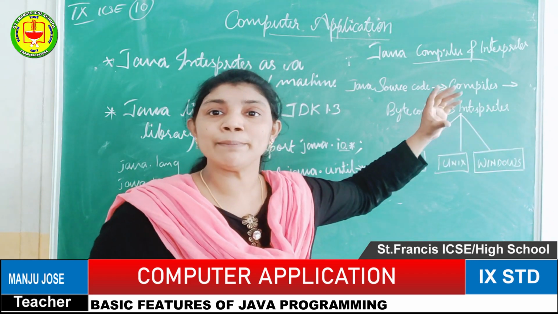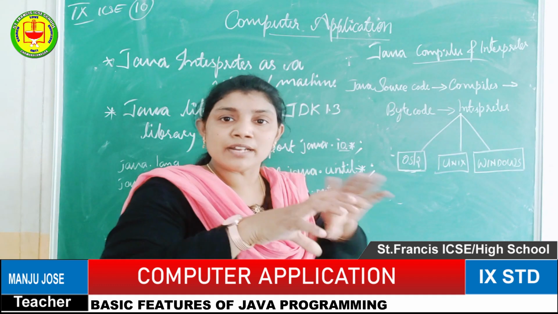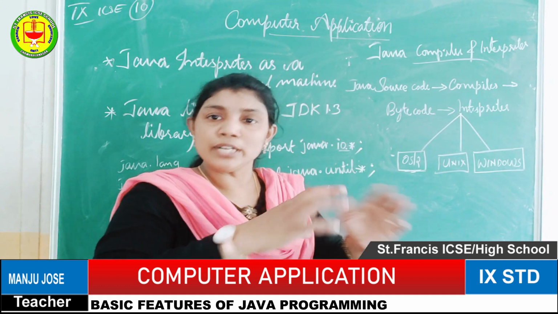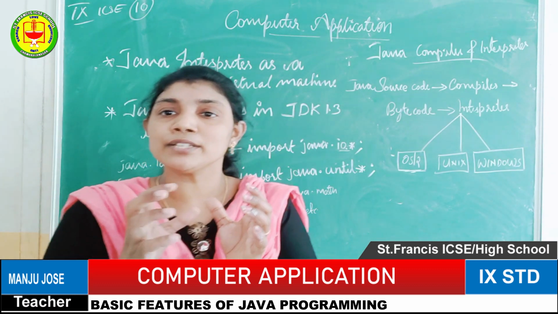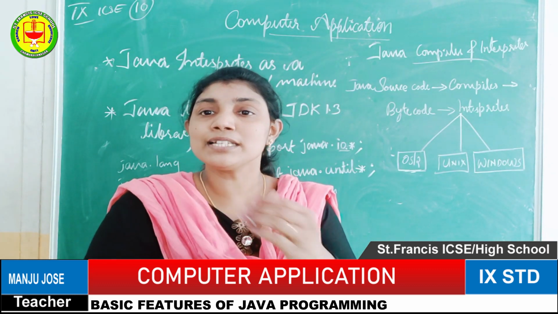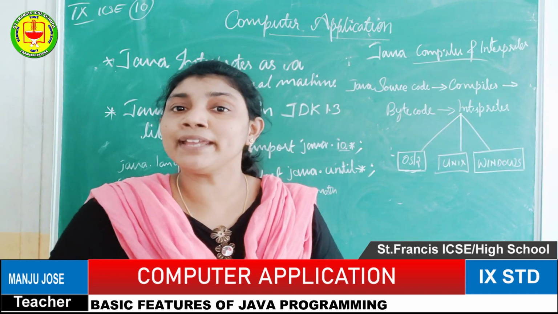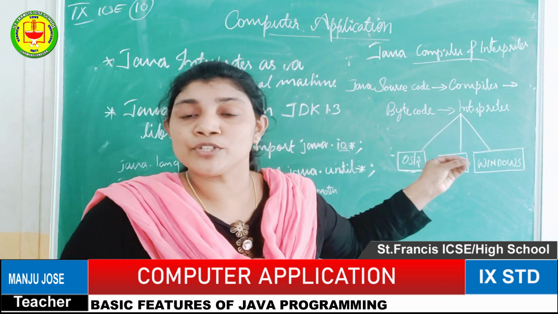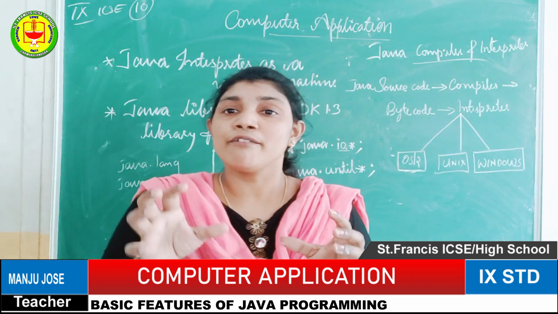So the compiler will be converting the source code to bytecode. After converting to bytecode, the compiler has finished its work. The bytecode is still in a binary format, so it should be converted again to machine binary format, and that will be done by the Java interpreter. That's why the Java interpreter is called the Java Virtual Machine.